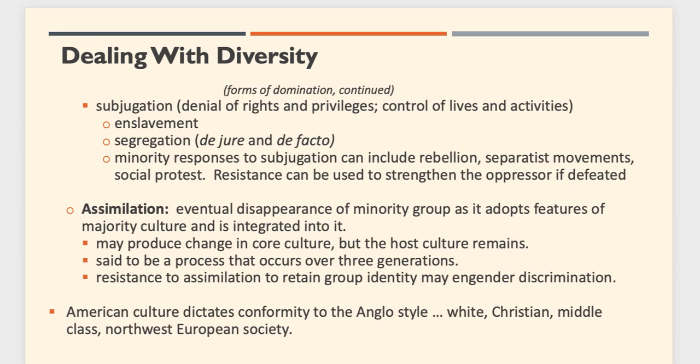Subjugation is another way to deal with domination in a society, and this is where the rights and privileges are denied to the minority group, and their lives and activities are controlled by the majority. This includes enslavement and, of course, slavery. We're very familiar with that topic from our own history.